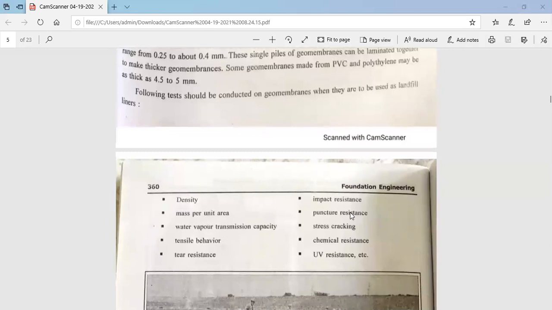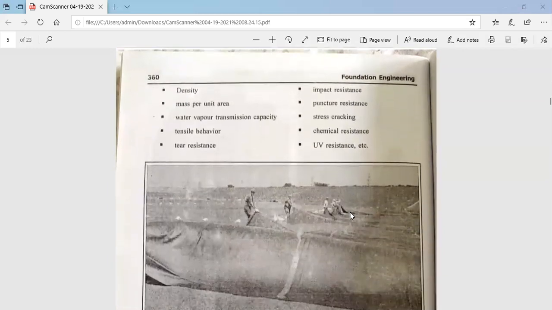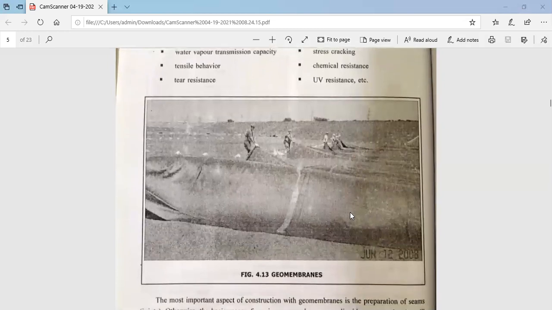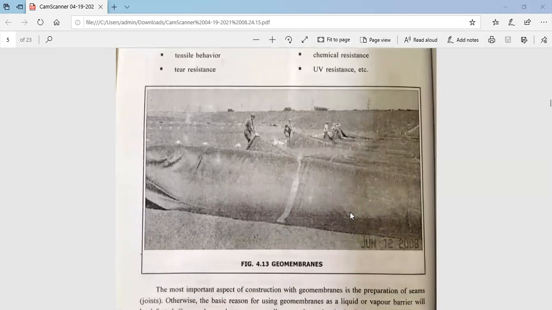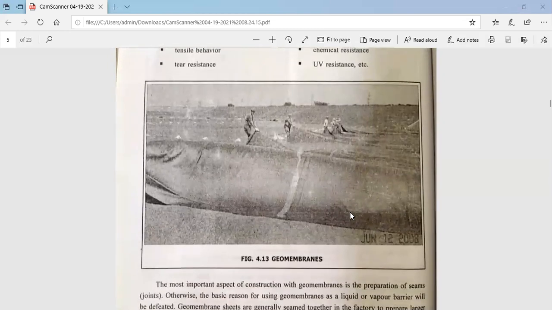There are some tests which are conducted on geomembranes when they are used as landfill liners, right? So it's density, mass per unit area, water vapor transmission capacity, tensile behavior, tear resistance, impact resistance, puncture resistance, stress cracking, chemical resistance, and UV resistance, etc. As you can see, this figure shows geomembranes.